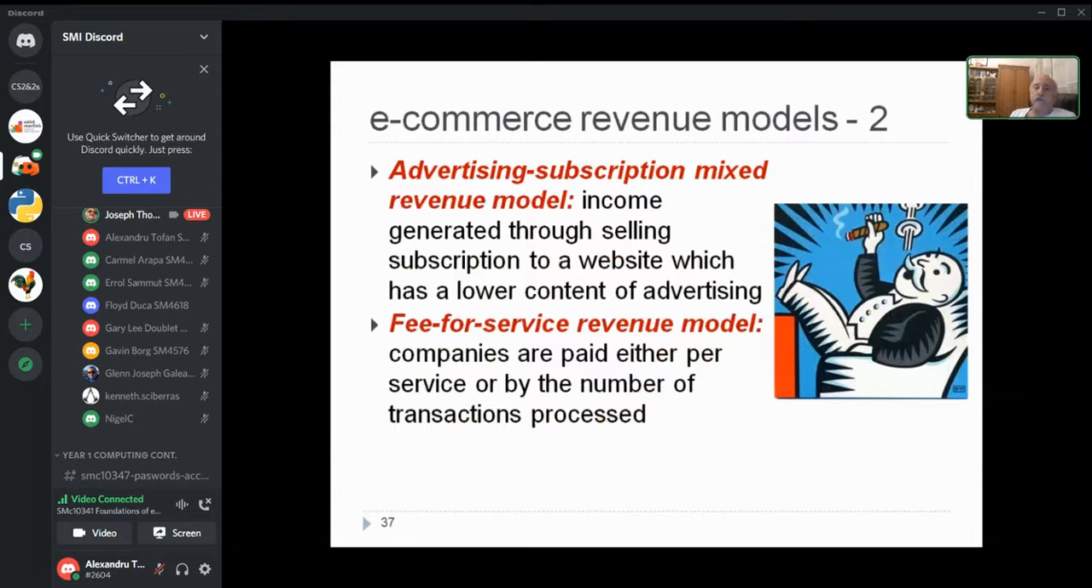You pay per service or by the number of transactions that are processed. For example, with cloud computing, when you agree with a content service provider, an application service provider, you pay according to the hours of usage that you have made over that month with that content provider.